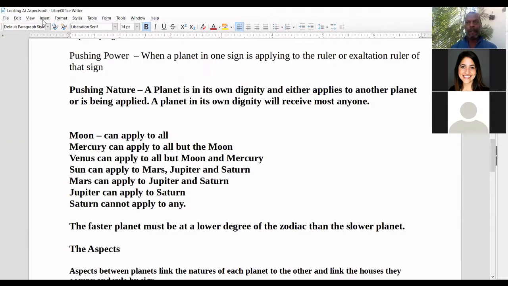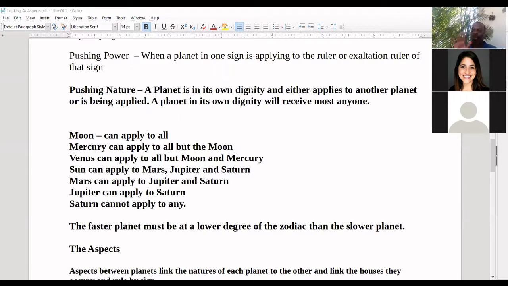All right, hold on a second. Going by planet in its own dignity, Venus applying to Saturn by a sextile will be most received. Saturn is in Aquarius. So if Venus is applying by sextile to Saturn in Aquarius, if she's in Sagittarius or something like that, yes. Then if she is applying, that is called pushing power. When a planet is in one side, oh wait, no, it's the opposite. Sorry, that's pushing nature. You got it, thank you. When a planet is being applied to, a planet is in its own dignity, Saturn is in his own dignity, and he's being applied to by another planet, he then receives that planet. Yes, indeed, that is correct.